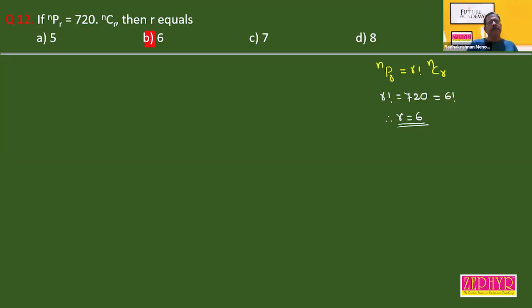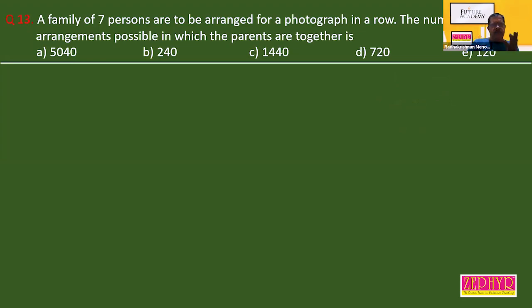Next question. So this type of questions may be asked, maybe a little more complicated. A family of 7 persons are to be arranged for a photograph in a row. The number of arrangements in which parents are all together. Tell me. 7 persons arranged in a row so that 2 are always together. Both must always be together. Tell me.